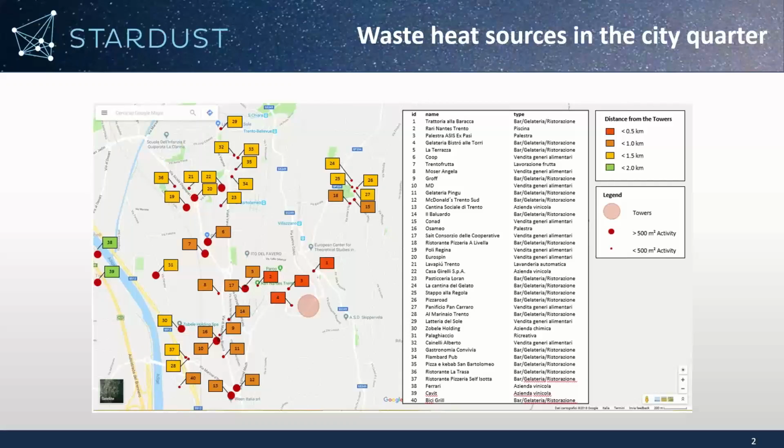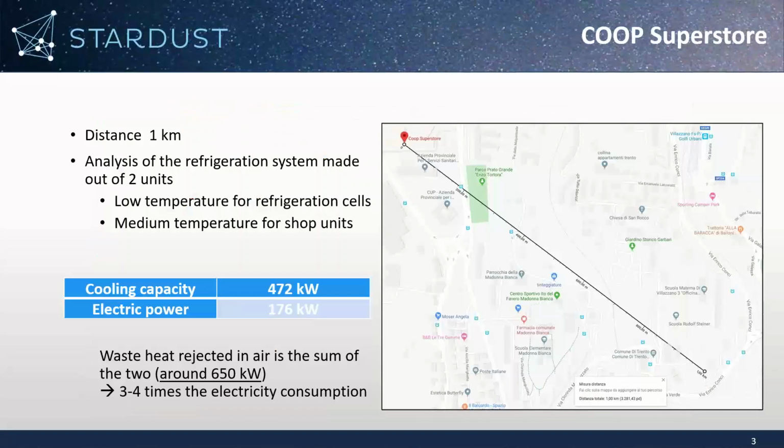So here I will present the analysis of the waste heat on a few of them, and again I will show you a few examples of the energy that they can make available. The first example is this superstore that is a large supermarket which is located west to the 3 buildings we have in focus.